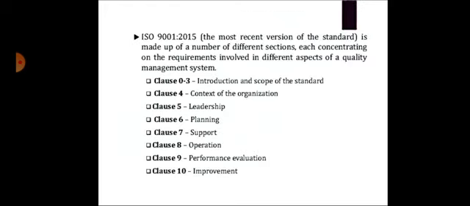ISO 9001 released in 2015, the most recent version of the standard, is made up of a number of different sections, each containing requirements involved in different aspects of a quality management system. Initially, clauses 1 and 2 are just scope and definitions, while clause 3 is introduction and scope of the standard. Number 4, context of the organization. Number 5, leadership. Number 6, planning. Number 7, support. Number 8, operations. Number 9, performance evaluation. And number 10, improvement.